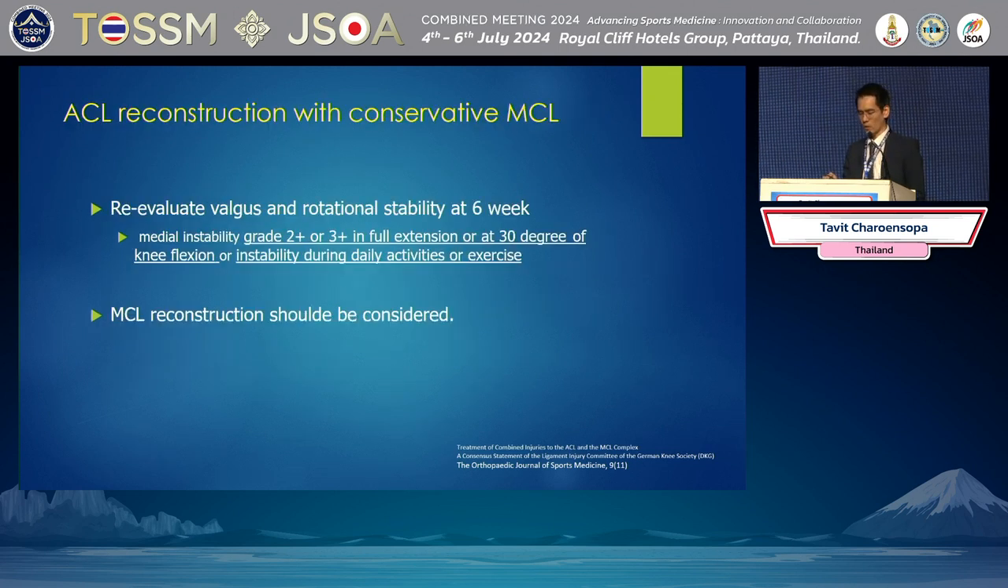And you must evaluate the stability of the knee at the 6th week. If the patient still has a valgus or rotational instability, MCL reconstruction should be considered.